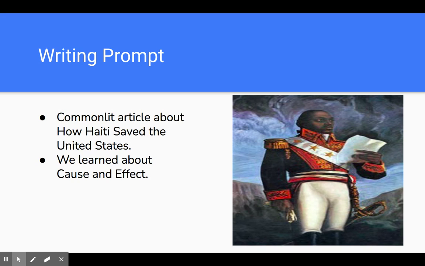Last week, we conducted a writing prompt. We read a CommonLit article about how Haiti saved the United States, and we learned about cause and effect, primarily how the Haitian Revolution caused the French to lose one of their most expensive colonies and lose money due to wars going on in Europe. And in order to make up for that money loss, they ended up selling the Louisiana Territory to the United States. So, how the United States gets saved is that all of a sudden the United States has an enormous amount of new territory that basically creates a buffer for potentially encroaching European powers on the new republic.